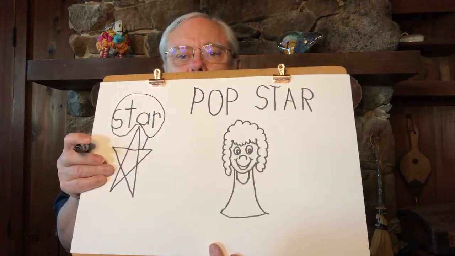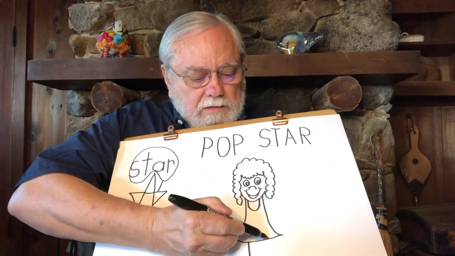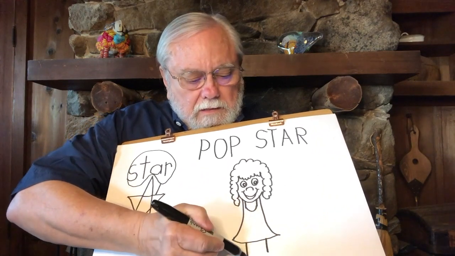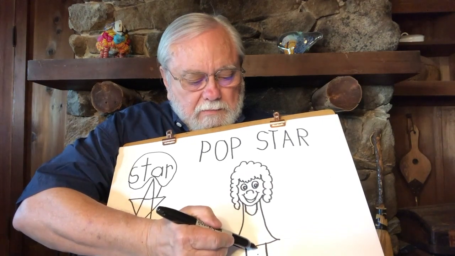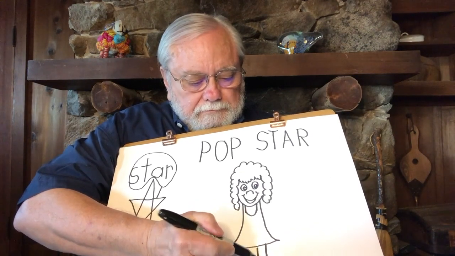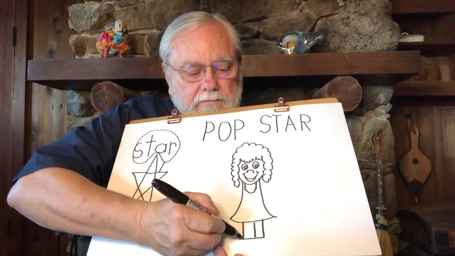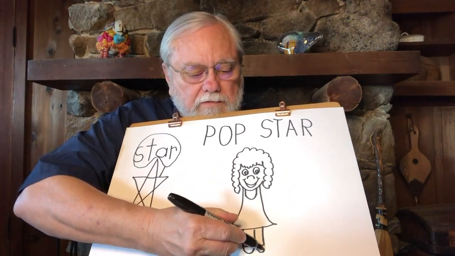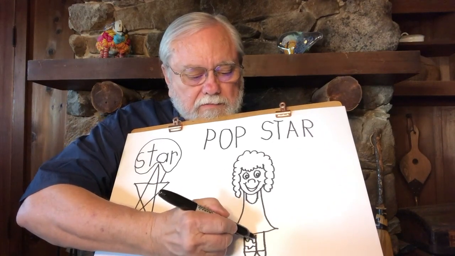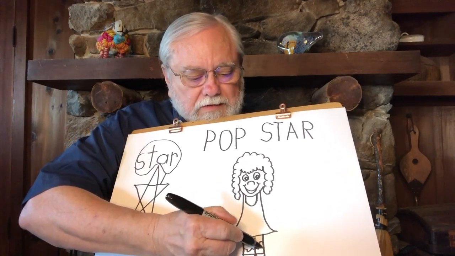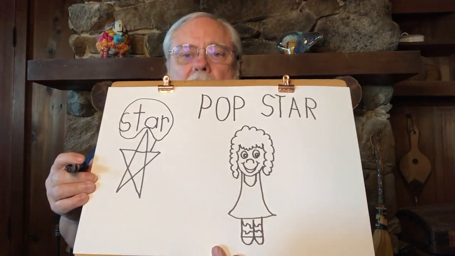Show me when you're ready for our pop star's legs. Let's come down here, here, and put a line down the middle. Show me when you're ready for her feet. Let's make a curve and a curve. Now we can put some little lines here so she's wearing some fancy socks because she's all dressed up to be on stage.